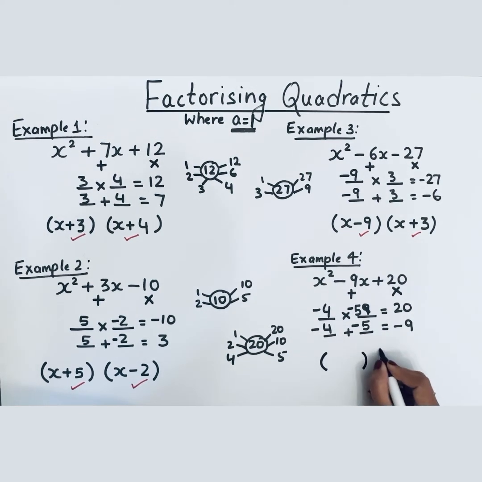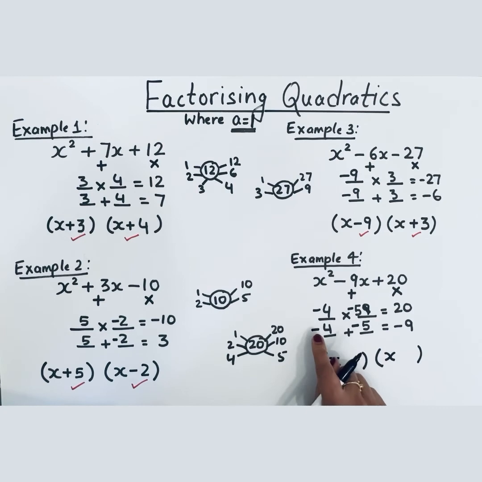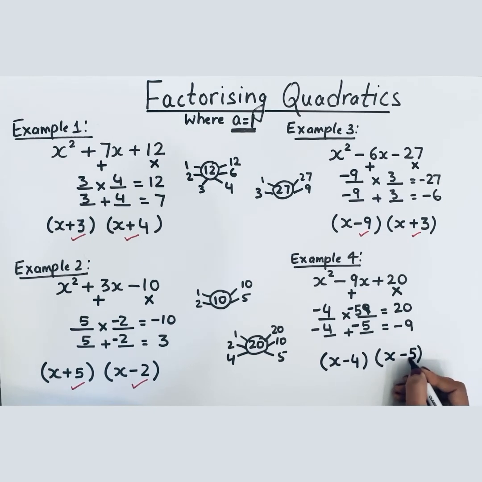Let's do two brackets again. In each bracket, write down x and then write down the numbers. So negative 4, so write down minus 4. The other number is negative 5, so write down minus 5. And these two brackets are our answer.